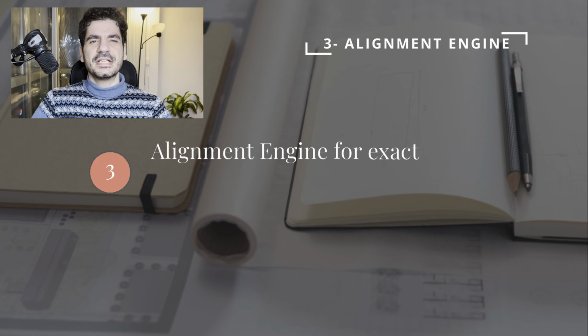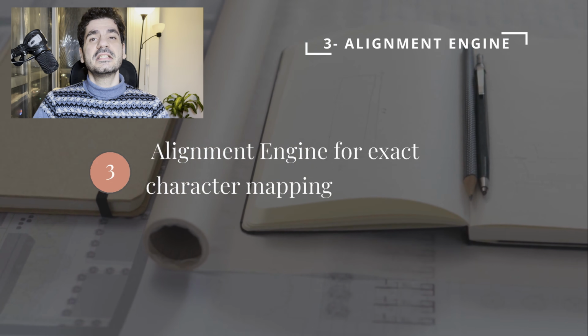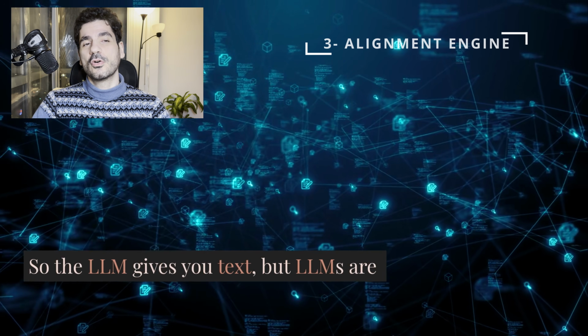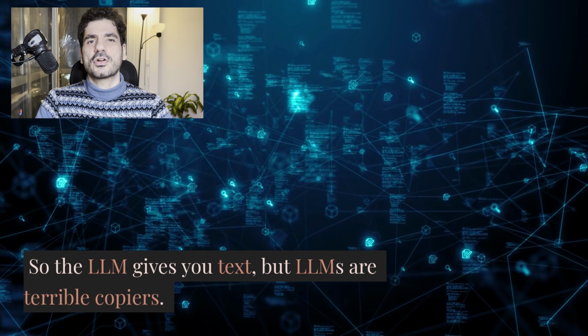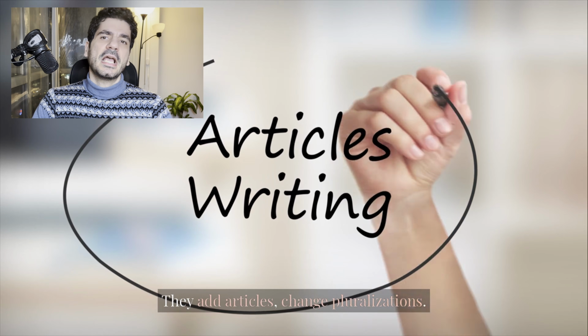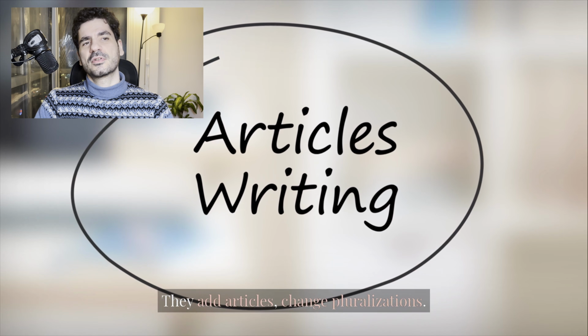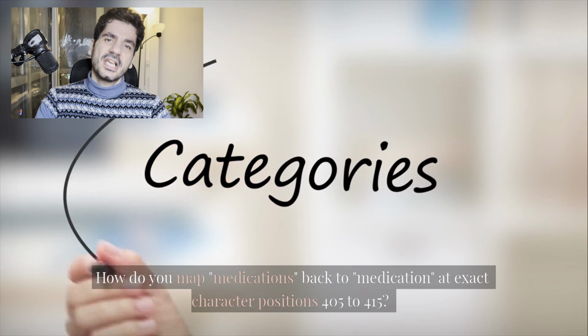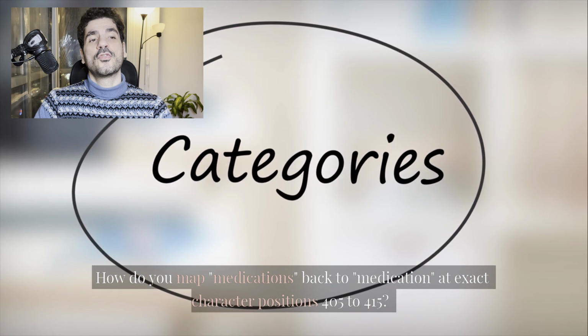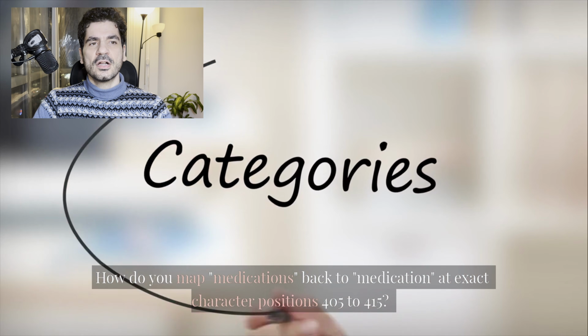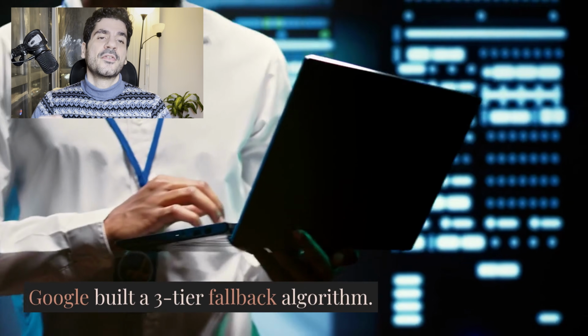Alright, pillar 3. We are at the halfway mark, and this is the absolute coolest part of the code base, the alignment engine. So the LLM gives you the text, but LLMs are terrible copiers. They add articles, change punctuation. How do you map medications back to medication at the exact character position 405 to 415? Google built a 3-tier fallback algorithm.